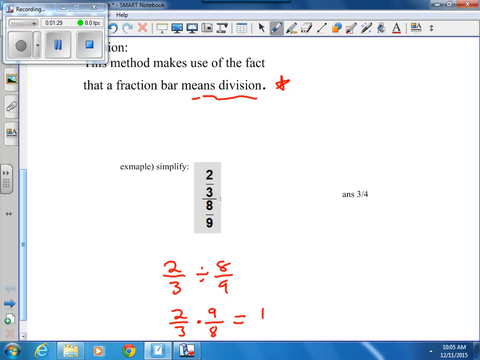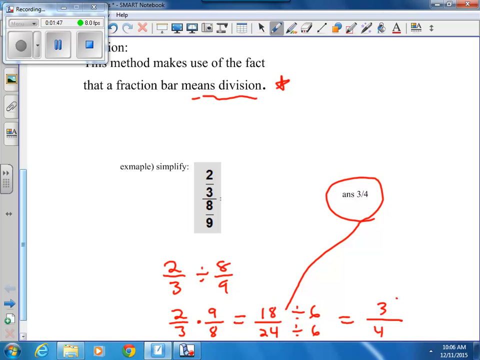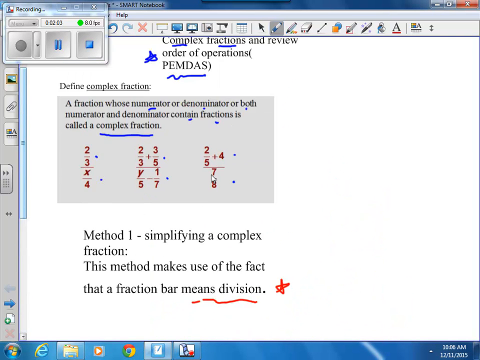Just travel straight across and say 18 over 24. Question is, does 18 over 24 reduce to 3/4? You can say, I'm going to divide the top by 6, the bottom by 6, that common factor of 6, and yep, 3/4. So method one means we can look at this fraction bar right here as in essence a division sign, and rewrite the problem as division. That's one method. Let's look at the next slide.